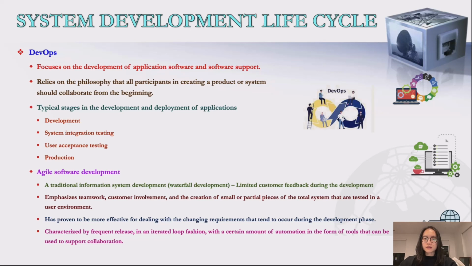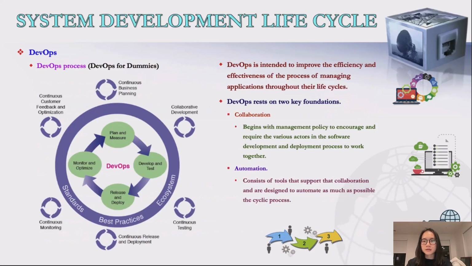DevOps takes this philosophy much further. It is characterized by rapid releases, feedback loops embedded throughout the process, and a comprehensive set of tools and documented best practices to automate the DevOps process. DevOps is viewed as a repetitive cycle of 4 major activities, including plan and measure, develop and test, release and deploy, and monitor and optimize. It is intended to improve the efficiency and effectiveness of the process of managing applications throughout their life cycles.